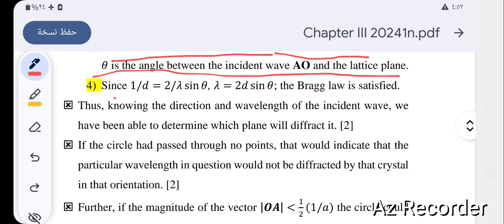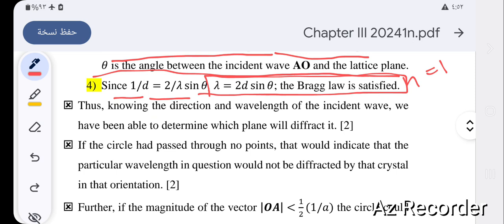معنى ذلك أن 1 صار يساوي 2 على لامدا ساين ثيتا. إذا لامدا تساوي 2 ساين ثيتا، وهذا يحقق قانون براغ اللي أخذناه. ولاحظوا أننا هنا نعتبر n تساوي 1 طبعا لأنه بين التو بلينز نعتبر، فبالتالي كأننا هنا اشتققنا من Ewald structure أو sphere قانون ثيتا أو حققنا قانون ثيتا.